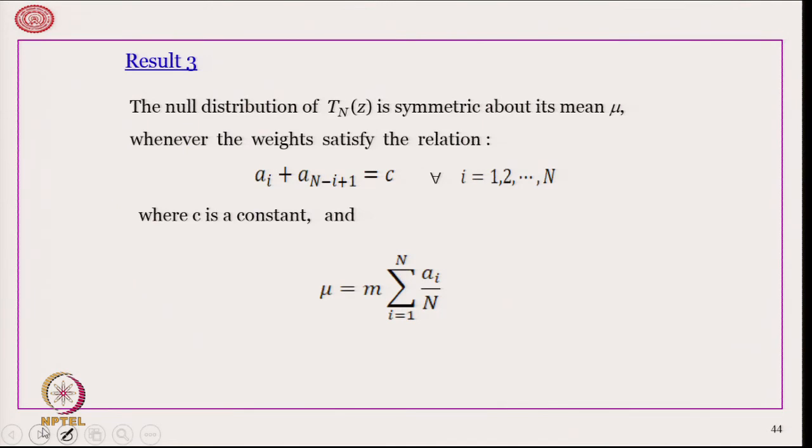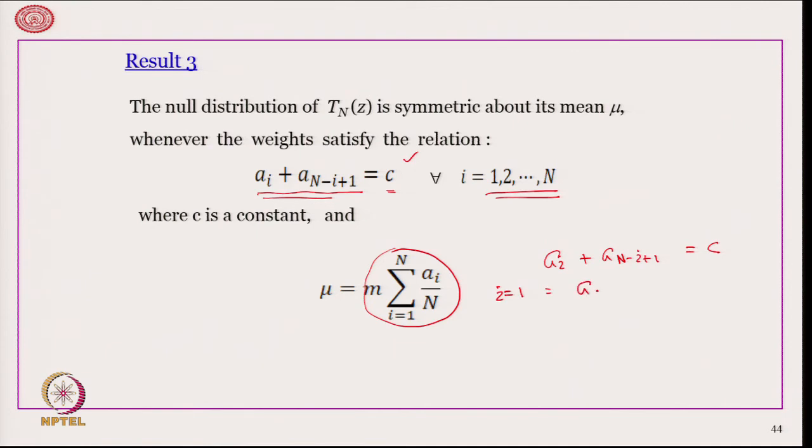The null distribution of T_n(z) is symmetric about its mean mu whenever the weight vector a_i satisfies the following: a_i plus a_(n minus i plus 1) is equal to C for all i equal to 1 to n, where C is a constant, and mu is equal to, as you already know, m by n into sigma a_i. So, let us look at it very carefully. It is saying a_i plus a_(n minus i plus 1) is equal to C. So, put i is equal to 1. Therefore, it is saying a_1 plus a_n is equal to C.